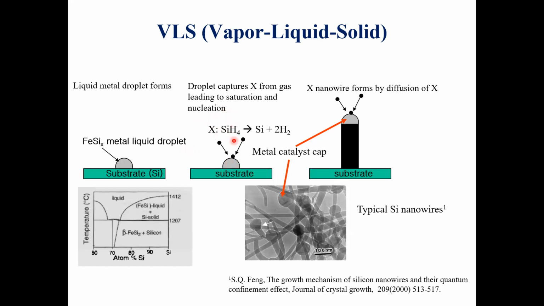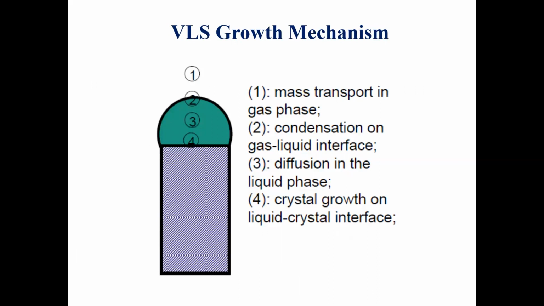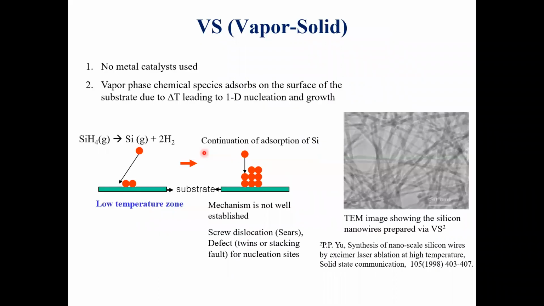As you keep supplying this source gas, the process continues with silicon growing as a rod with that eutectic melt at the tip. After you're done, one of the characteristics of silicon nanowire is that you will be able to identify that eutectic melt. That's an indication that one has used a VLS technique. You can see the mechanism: mass transport in the gas phase, then condensation onto the gas-liquid interface, diffusion into the liquid phase, dissolving, and crystal growth at the liquid-crystal interface right there. You see the detail of what I talked about.